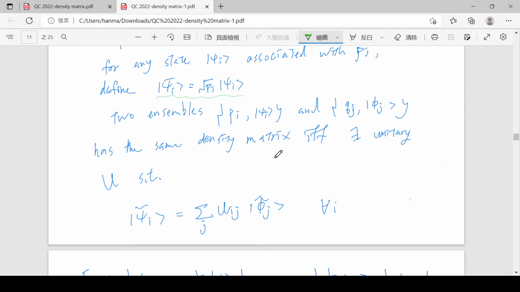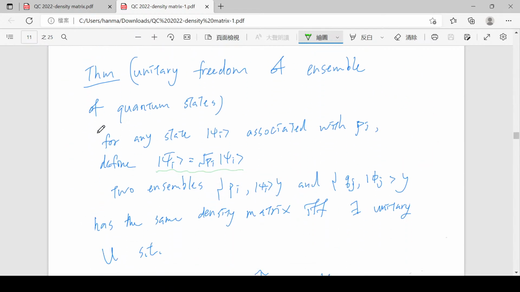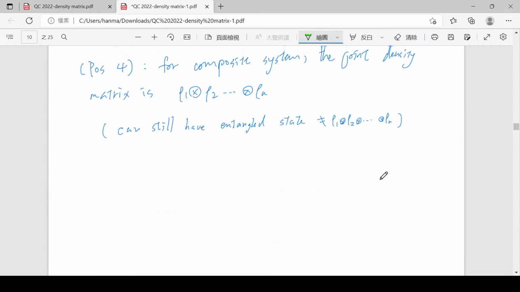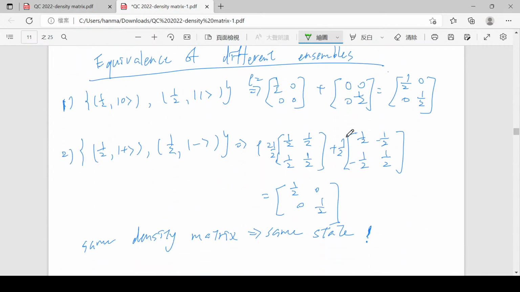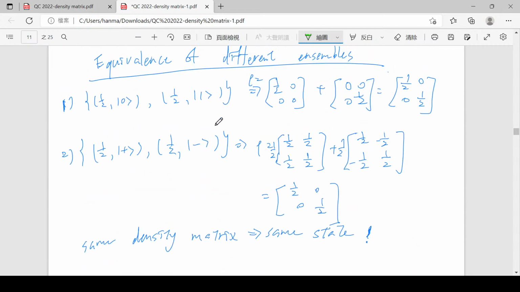And then we talk about the equivalence of different ensembles. As we mentioned many times, different ensembles can give you the same density matrix. Here is a very famous example: in 1 qubit, if you have a 50-50 mixture of any two orthogonal states, then it will become this totally mixed state.